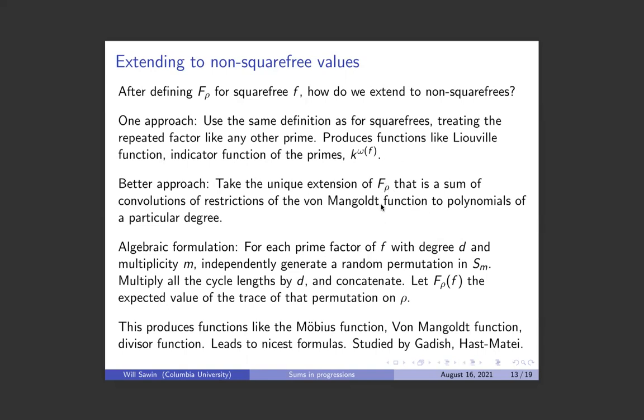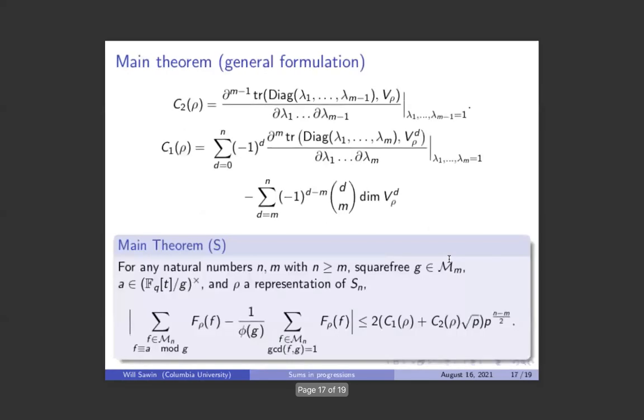It's the sum of convolutions of the restrictions of the Von Mangoldt function to polynomials of a particular degree. It also works, by the way, if you take the sum of restrictions of the constant function, or the Mobius function, to polynomials of a particular degree, and convolve those.